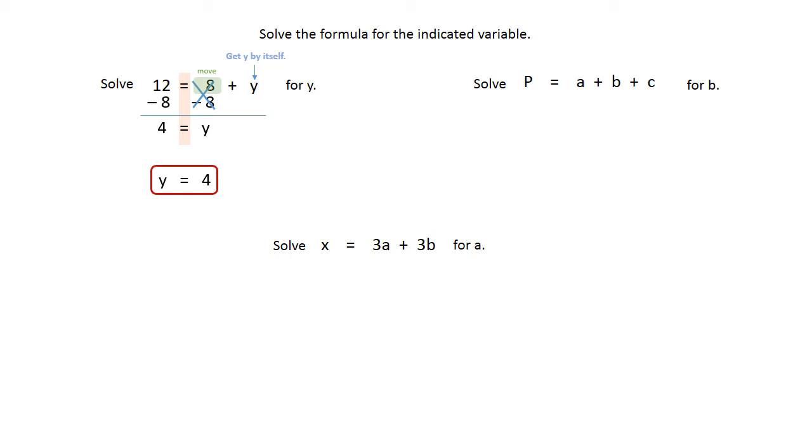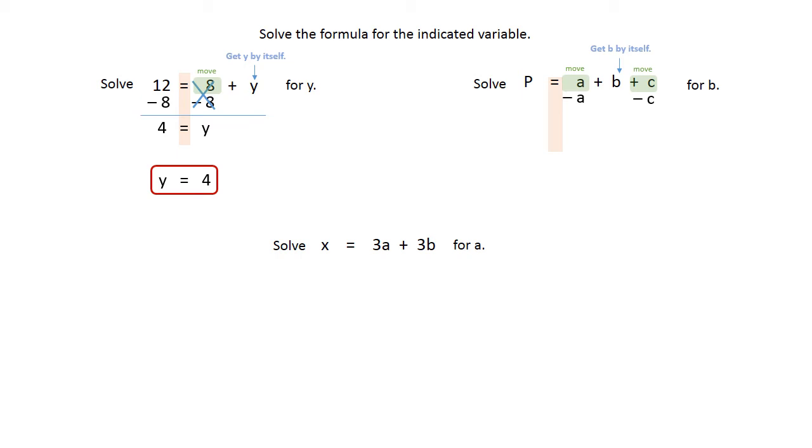So the first one we're going to look at is p equals a plus b plus c, and we'd like to solve that for b. So we want to get b by itself, and we're going to use the same exact procedure. Zero in on the equal sign. Notice that we must move the a and we also must move the c. Those can both be moved by subtracting since they're both added. So we're going to subtract the a, subtract the c.